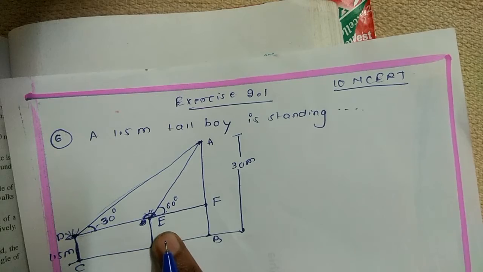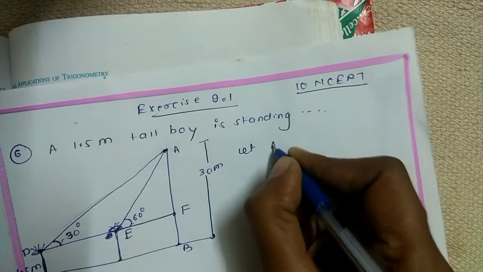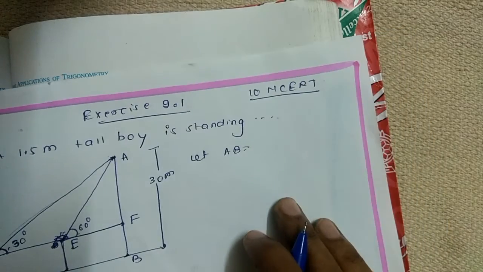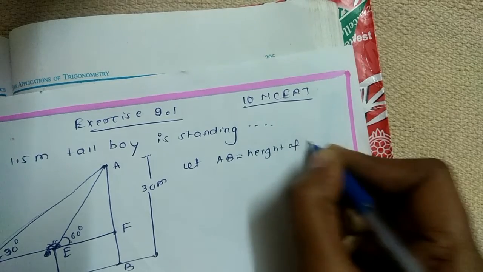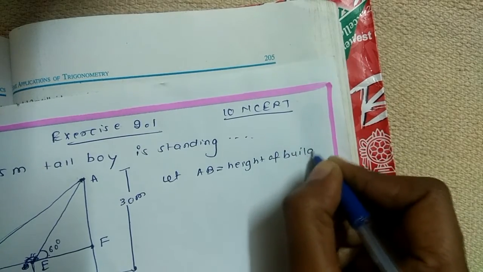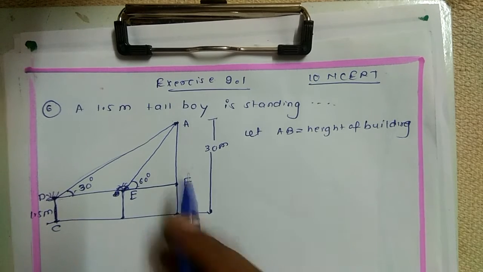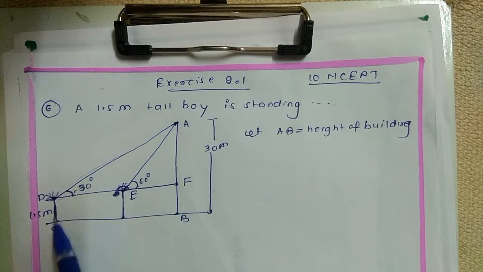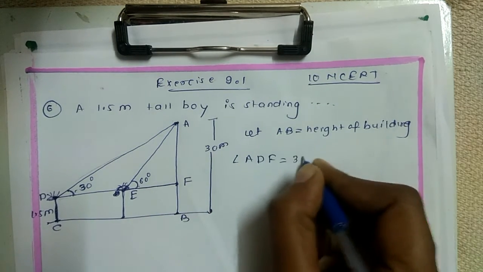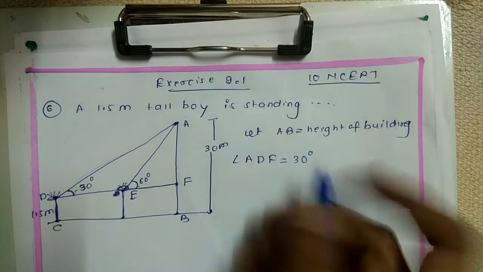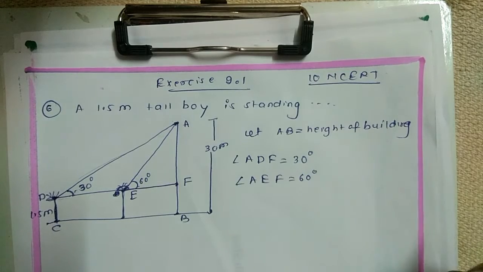So first we will write whichever things we have considered. Let AB we have taken as the height of the building. AB is the height of the building. And then we got here two angles of elevation. We got ADF, so angle ADF we got here as 30 degrees, and then angle AEF we got as 60 degrees, isn't it?